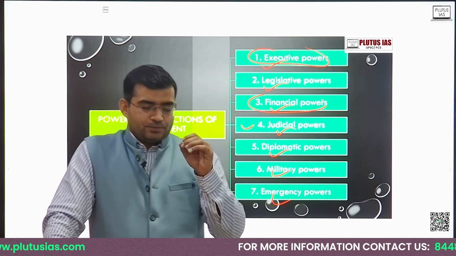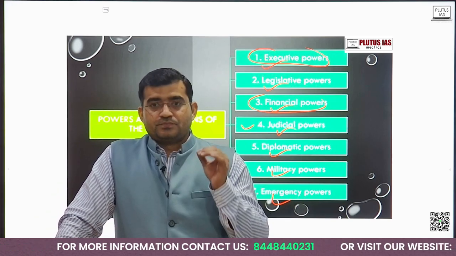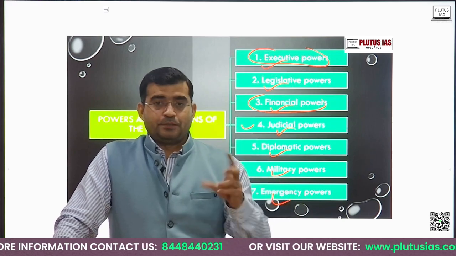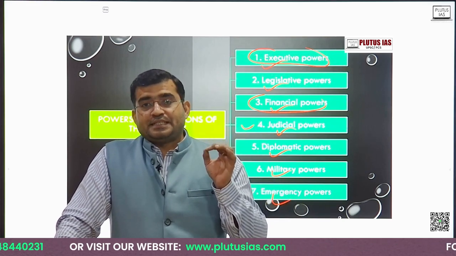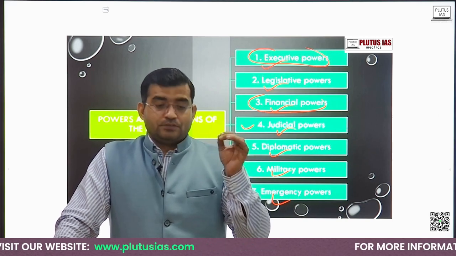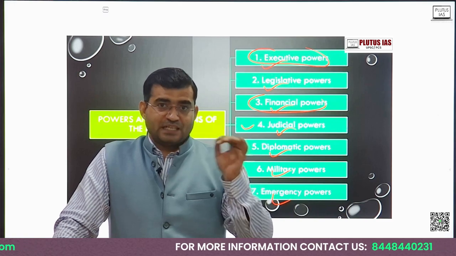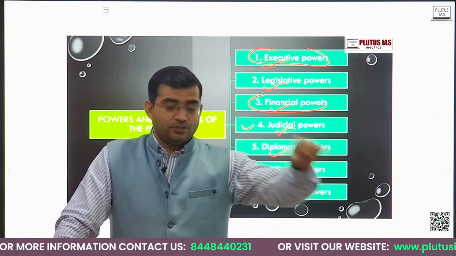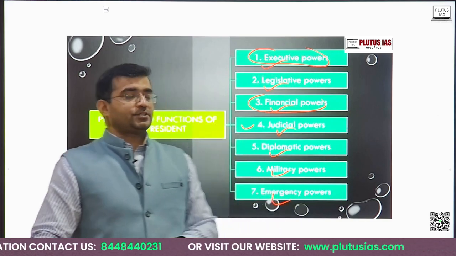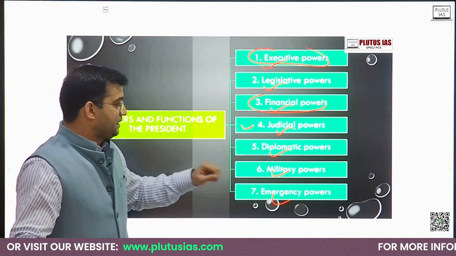Again, there is the pardoning power handed over to our President. The President can pardon the death sentence, can pardon the sentence awarded by the military court, and again can pardon if the case is related to central jurisdiction. So this way, judicial power is quite interesting there.